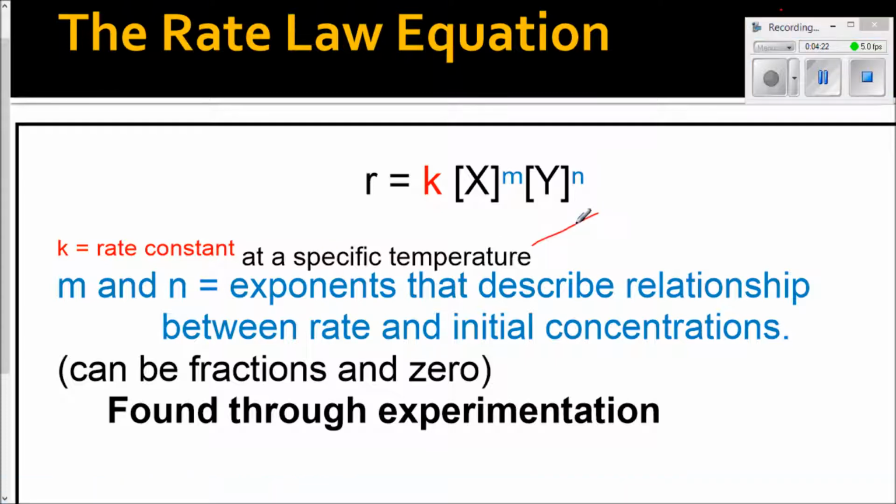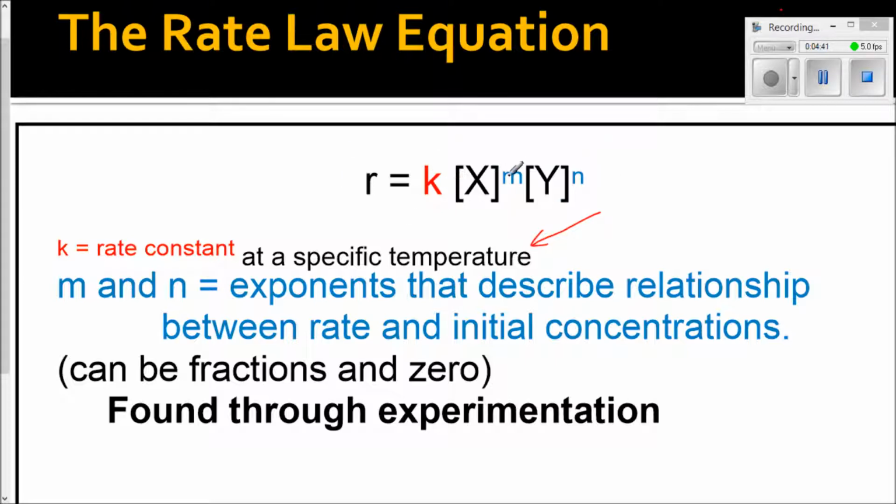Furthermore, k is actually specific to a temperature. If you change the temperature, you're going to change the k value. So if we're going to find the rate of any given reaction from the concentrations, it has to be done at a specific temperature. If you change the temperature, our equation is no longer valid because the k changes.